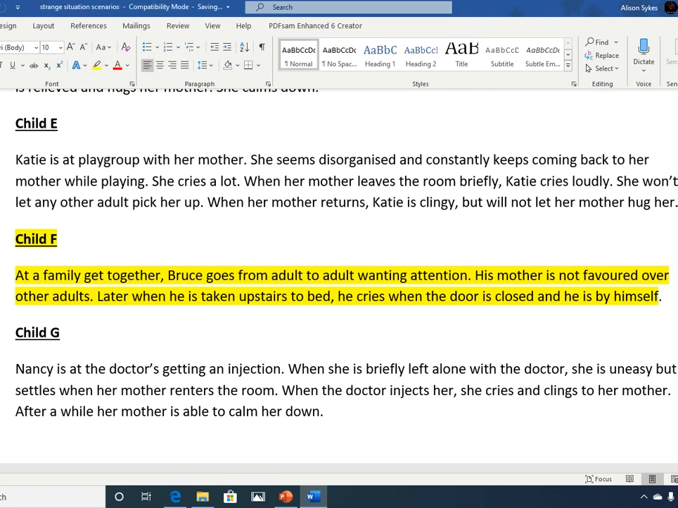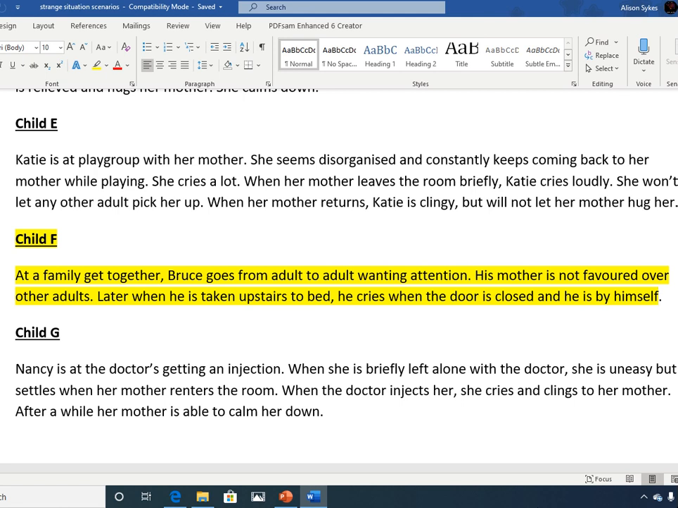So at a family get-together, Bruce goes from adult to adult wanting attention. His mum is not favoured over other adults. When he's taken upstairs to bed, he cries when the door is closed and he's by himself. Now, this is quite interesting because it doesn't actually fit with any of those attachment types. And this is a different attachment type.